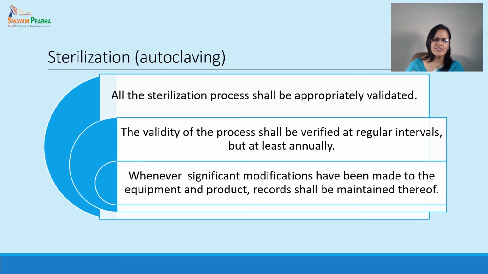Okay. All sterilization processes should be appropriately validated. This is the first requirement, whether we go for autoclaving, dry heat, moist heat, any of the methods. The validity of each process shall be verified at regular intervals. This is important because we are sterilizing the product, but the process itself should be validated and documented, so that there is no chance during the process that your product gets contaminated. Okay.